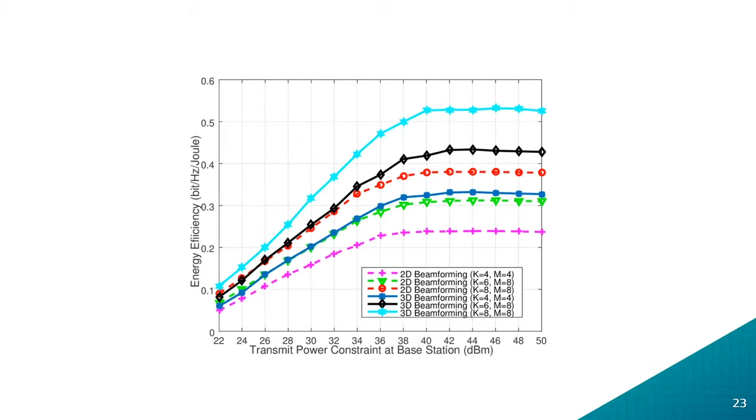Now, here we can see the comparison between the efficiency of 3D and 2D beamforming with respect to different numbers of antennas, as shown. Here M represents the number of antennas, and the number of antennas is much greater than the number of single-antenna users K. As we can see, the efficiency of 3D beamforming with a higher number of antennas is greater than 3D beamforming with a lesser number of antennas, and of course much greater than 2D beamforming.